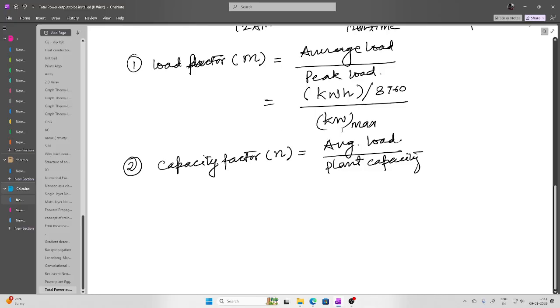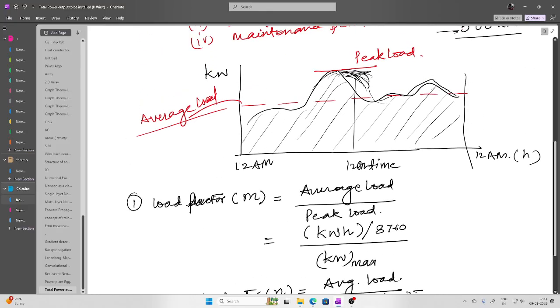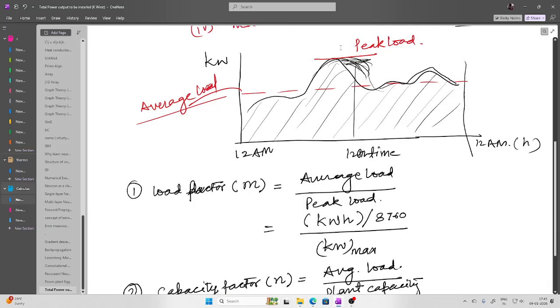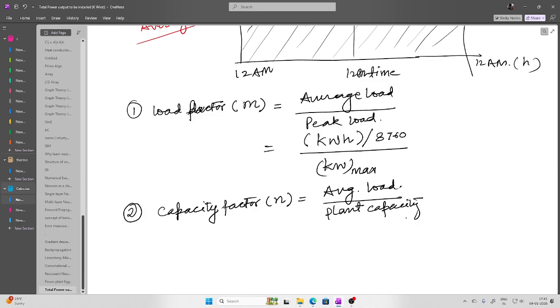What do I mean by this? So here, let's say the peak load is 200 and the plant capacity is 250. In that case, I will be evaluating the average load and then dividing it by not the peak load but the capacity. So it is defined as the average load upon rated capacity of plant.